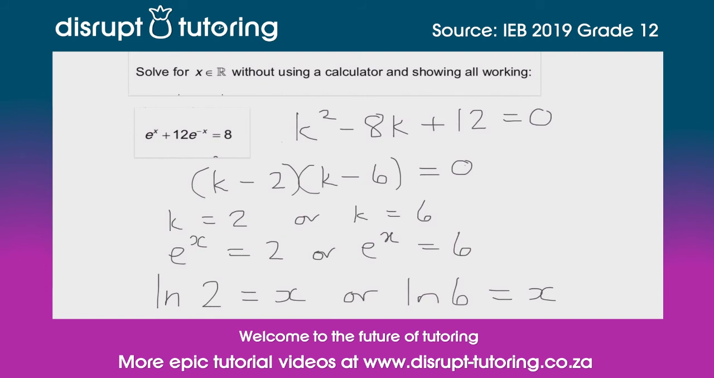And that is an exact answer. We do not need to type it in our calculators to get a decimal equivalent. We can leave our answers as ln 2 and ln 6.